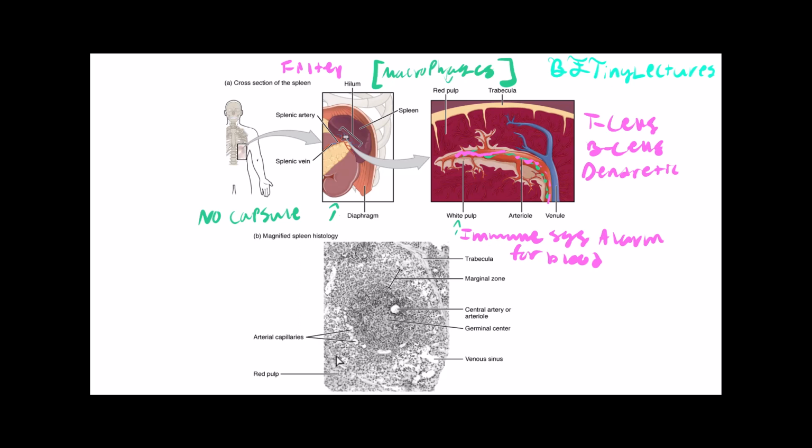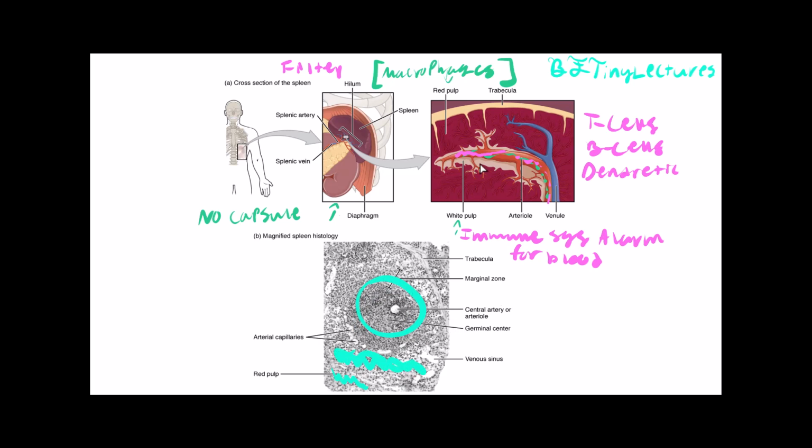Here we have the histology of the spleen. That's how the spleen looks like in a microscope. And notice that we have the red pulp, and on here we have the white pulp. So this is just an area of a high concentration of lymphocytes, of T cells and B cells, and we have the germinal center. But between the red pulp and the white pulp, we have something right here, and that is called the marginal zone.